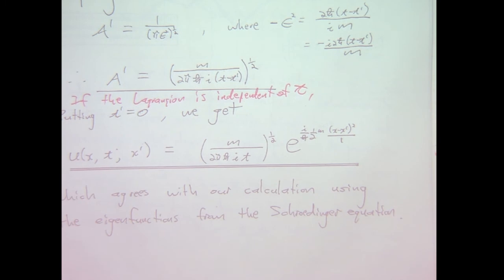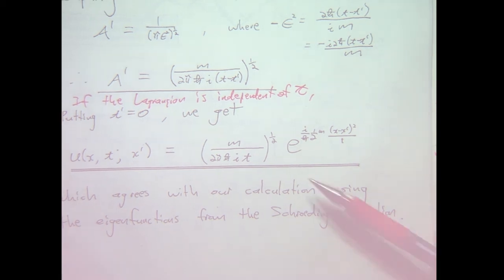You'd have to find a way of extracting it. I'm not going to do that now. It's beside the point. We already know the condition, but it's got to have that interpretation. But the amazing thing is that this agrees with the calculation that we got using eigenfunctions from the Schrodinger equation.